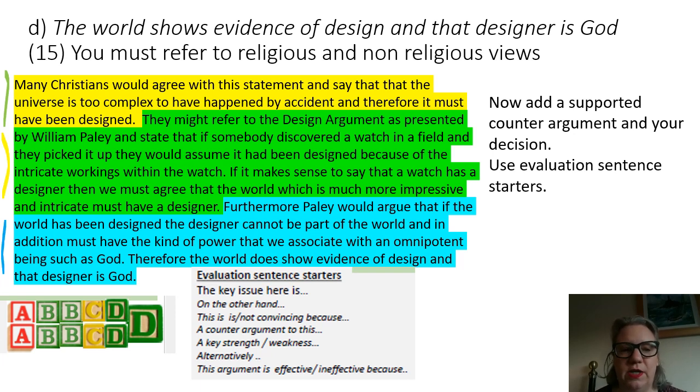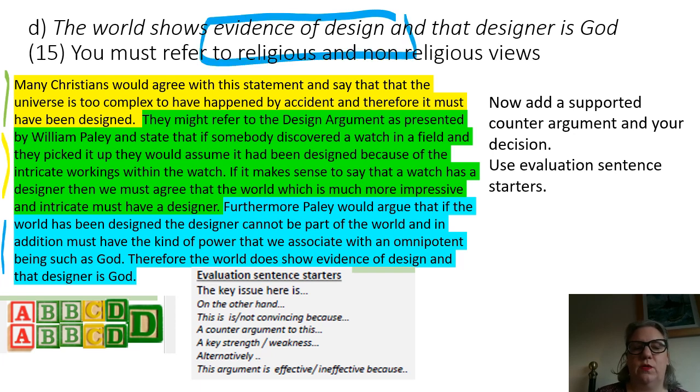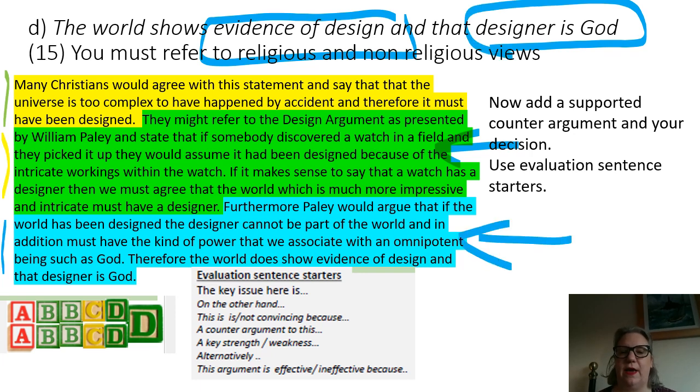So I've started by saying that many Christians would agree with this statement and they would say the universe is too complex. I've then backed it up by referring to William Paley. And then I've backed it up further with Paley by addressing the second bit of the statement. So I've dealt with the design, that's all going on here. And then I've dealt with the designer is God, is going on here.